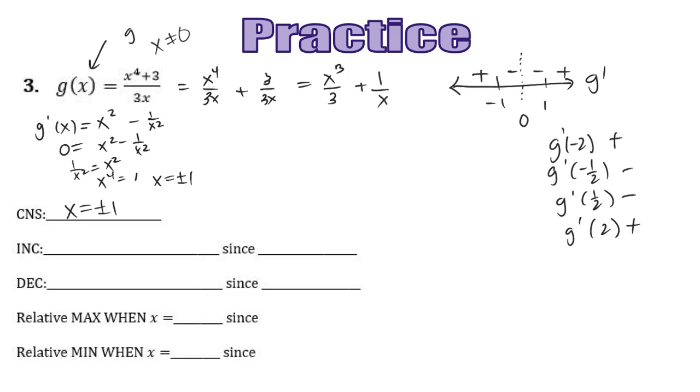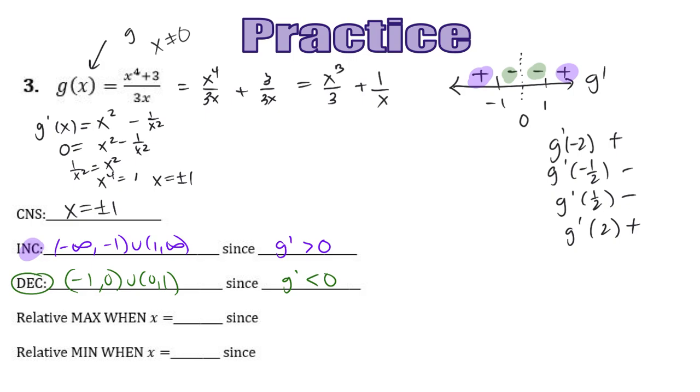Now I'm going to go ahead and write my intervals for increasing and decreasing. Make sure for decreasing, even though it's decreasing both before and after x equals 0, make sure you exclude 0, again, because you can't plug 0 into the original function.